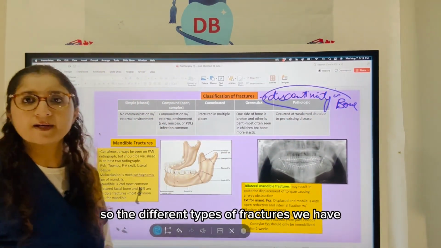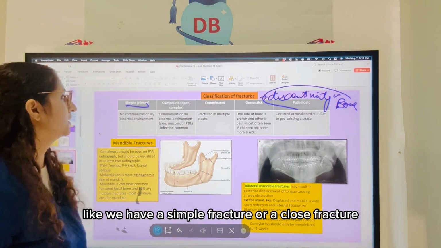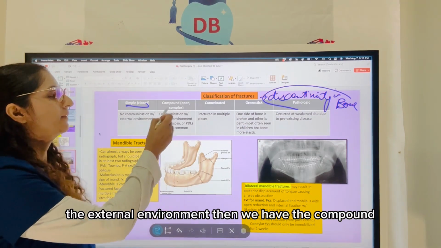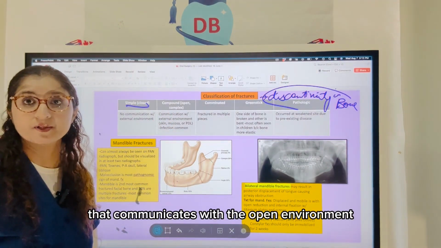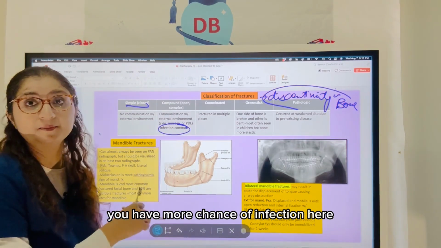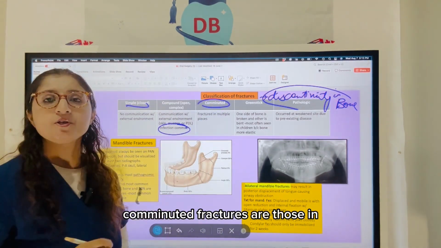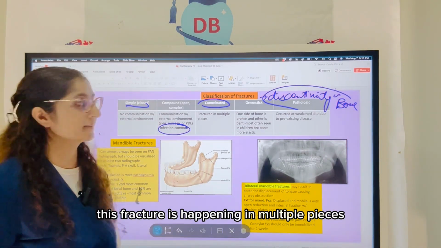There are different types of fractures we have, like a simple fracture or a closed fracture, which does not have any communication with the external environment. Then we have the compound, open or complex fracture that communicates with the outer environment. You have more chance of infection here. Then we have comminuted fracture. Comminuted fractures are those in which the fracture is happening in multiple pieces.